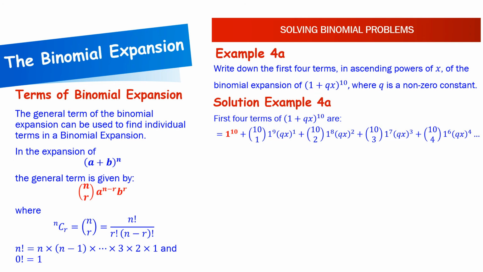Here's the first term, the constant, 1 to the power 10. Here's the x term. We've simply substituted the values into the formula for the general term. And again, the x squared term, the x cubed term, and the x to the fourth term. Notice that here n is equal to 10 and r is increasing progressively from 1 all the way up to 4.